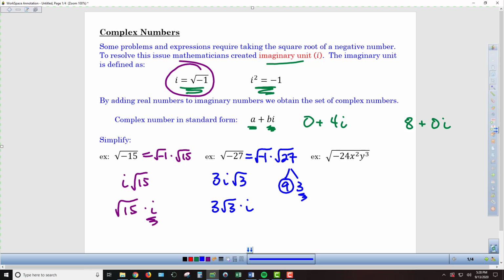Either approach to writing our final result is fine, just clarifying that the i is not underneath the square root symbol.